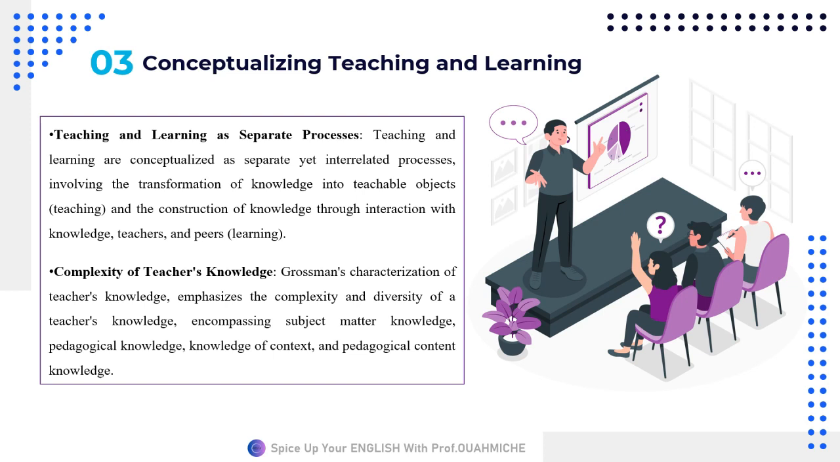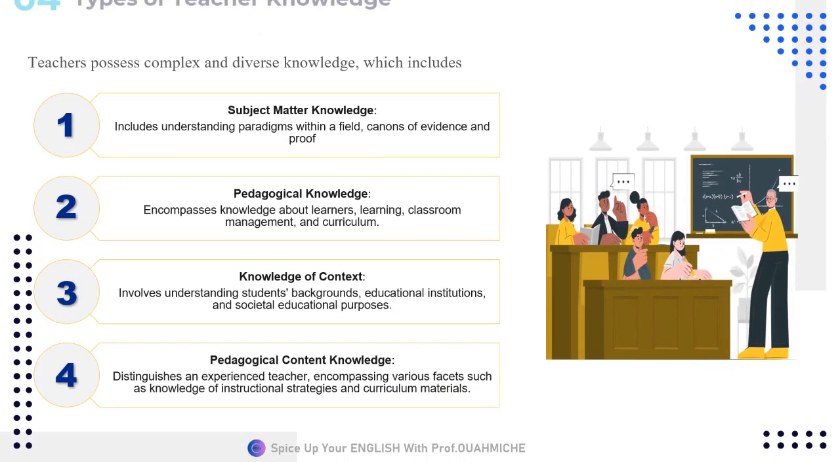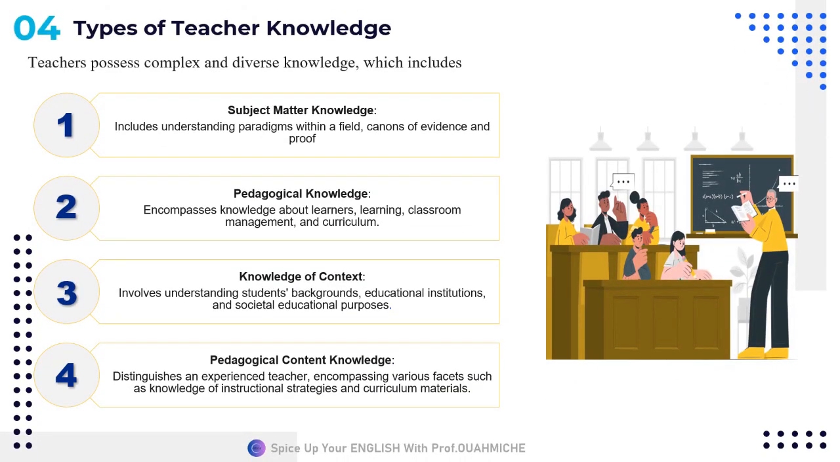Complexity of teachers' knowledge. Grossman's characterization of teachers' knowledge emphasizes the complexity and diversity of a teacher's knowledge, encompassing subject matter knowledge, pedagogical knowledge, knowledge of context, and pedagogical content knowledge. So, teachers possess complex and diverse knowledge, which includes subject matter knowledge. This includes the understanding of paradigms within a field, canons of evidence and proof.